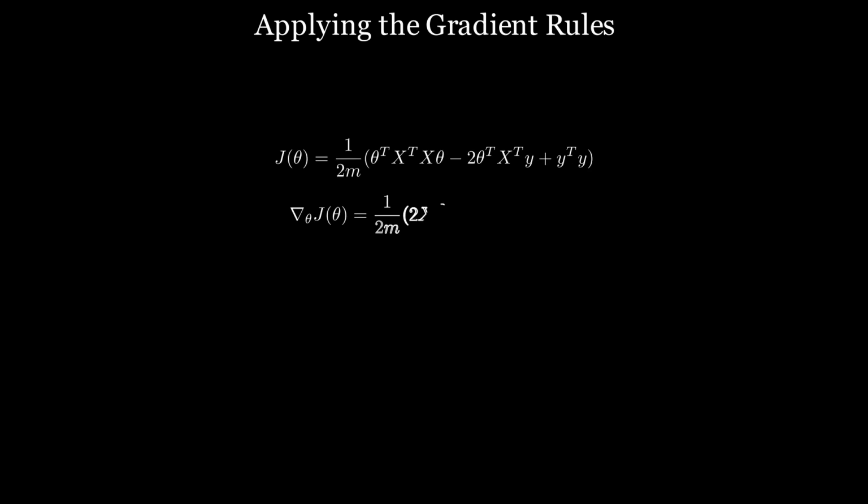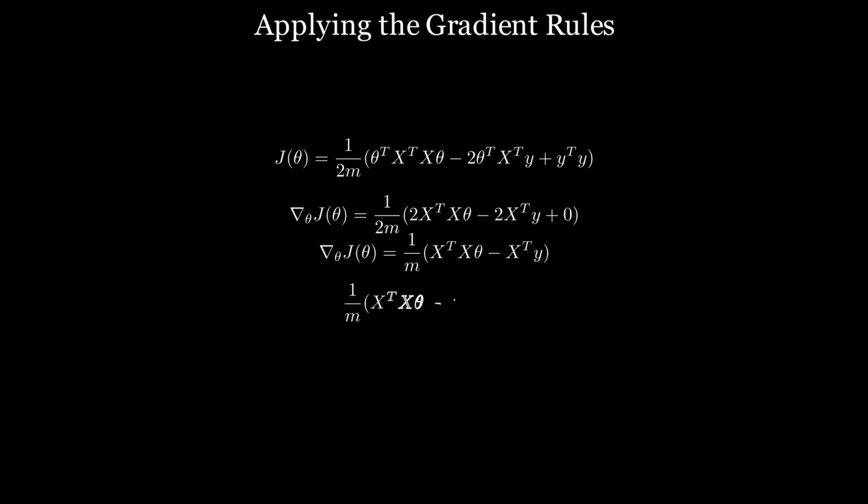The gradient of the first term, theta transpose A theta, where A is X transpose X, gives us 2 times X transpose X theta. The gradient of the second term, -2 theta transpose b, where b is X transpose y, gives us -2 times X transpose y. The last term is constant, so its derivative is 0. We can simplify by factoring out the 2 and canceling with the 2 in the denominator.